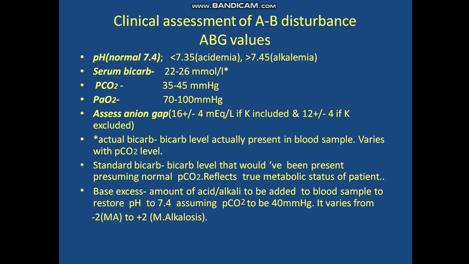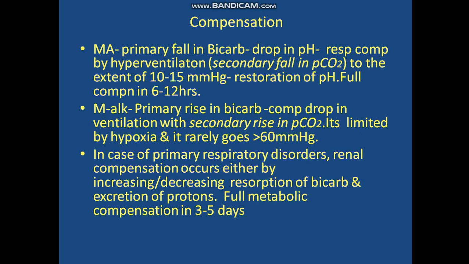What is base excess? It is the amount of acid or alkali to be added to the blood sample to restore pH to 7.4, assuming PCO2 to be 40 millimeters of mercury. It varies from -2 in metabolic acidosis to +2 in metabolic alkalosis.